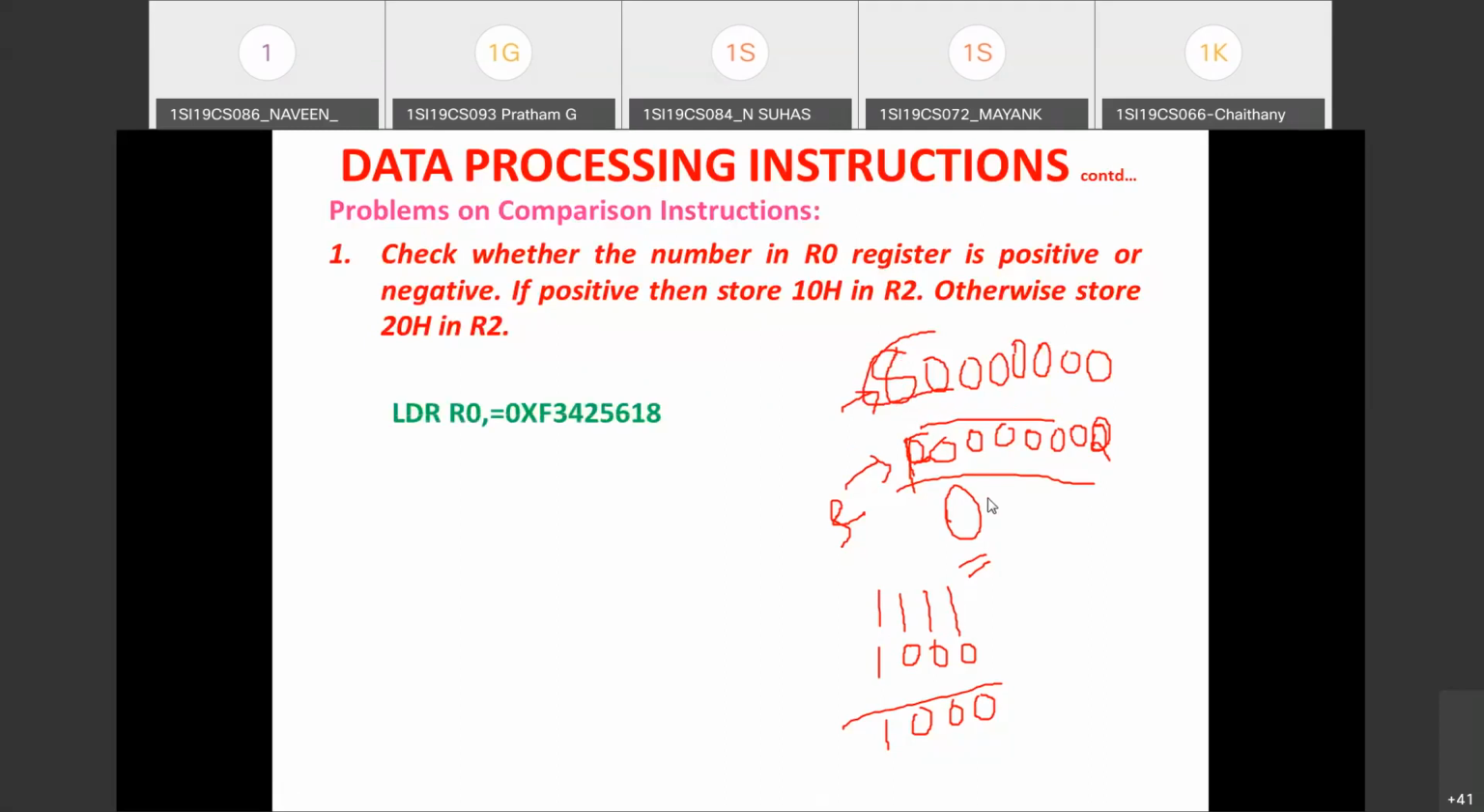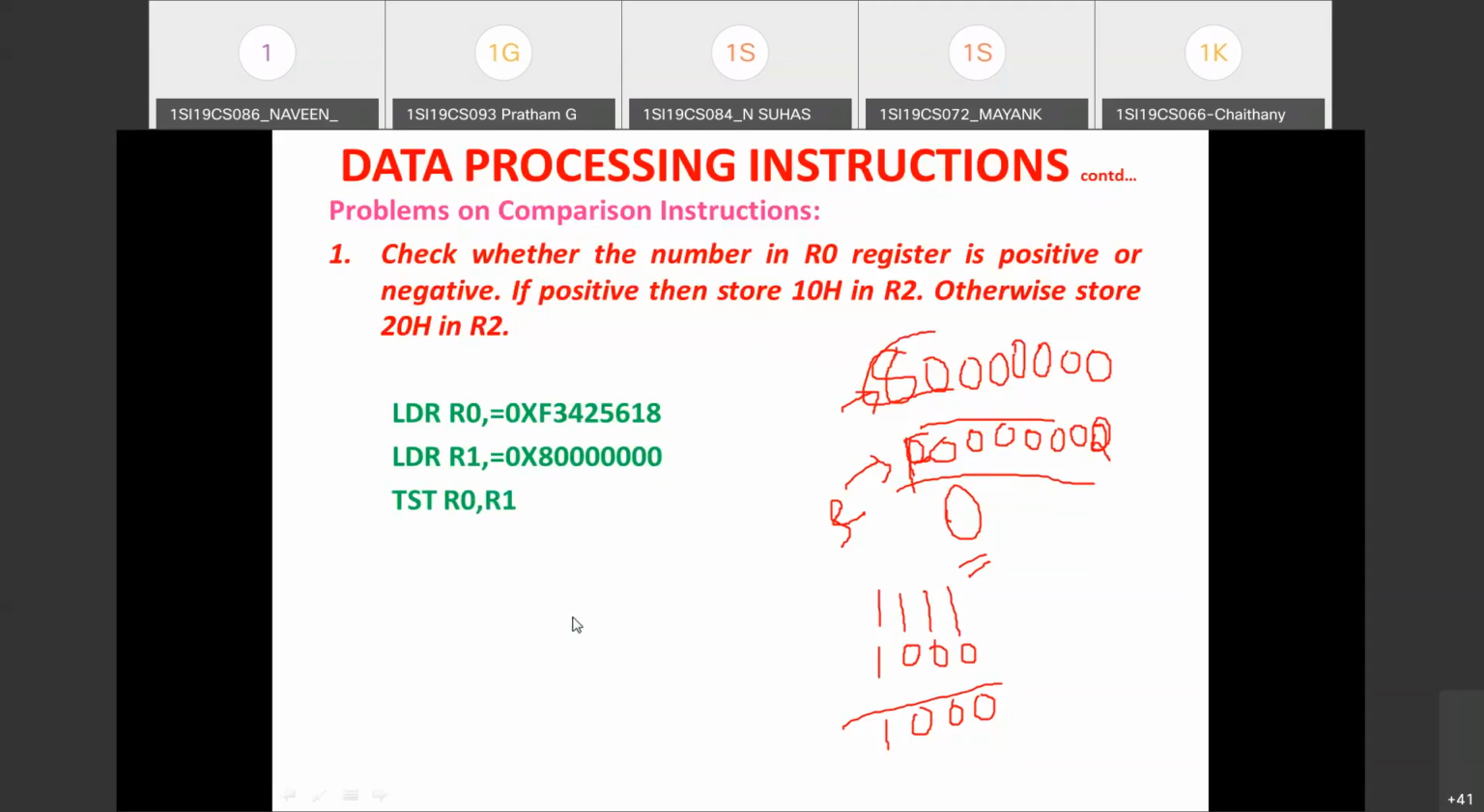Assume R0 is having this value, the input, and R1 I have taken as 8 followed by 7 zeros, since I need to test the MSB bit. If the MSB bit were 0, the result of the test operation will be 0. TST R0, R1 will result in value 0 if it were a positive number. But in our case, it is a negative number we have taken, where the MSB bit is 1. R0 is the register which is holding the input.